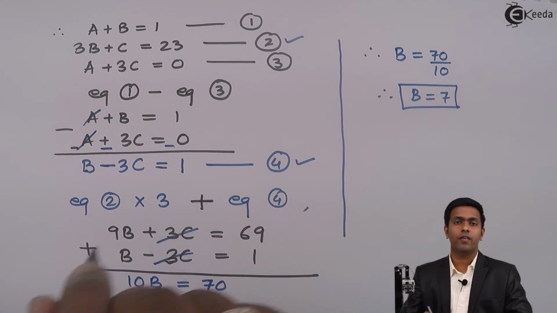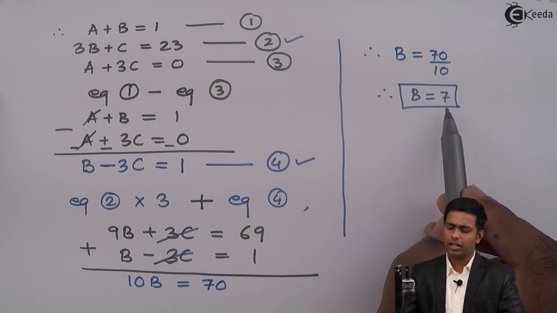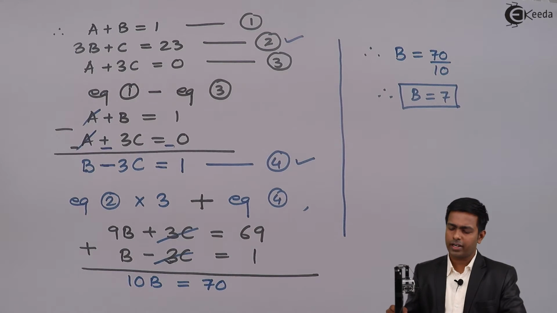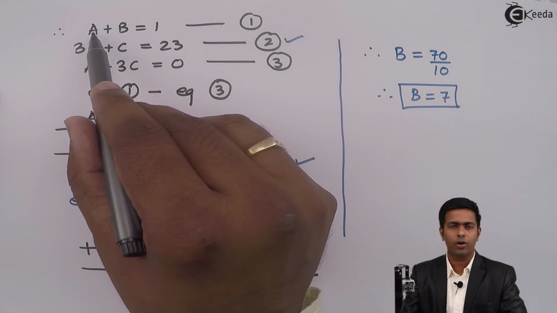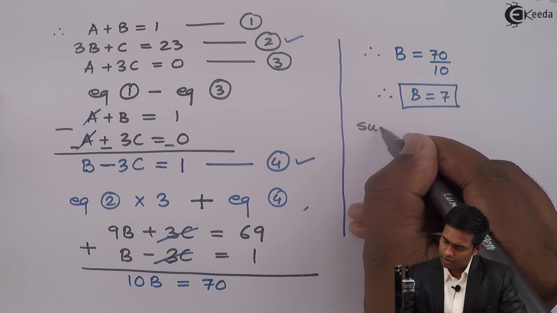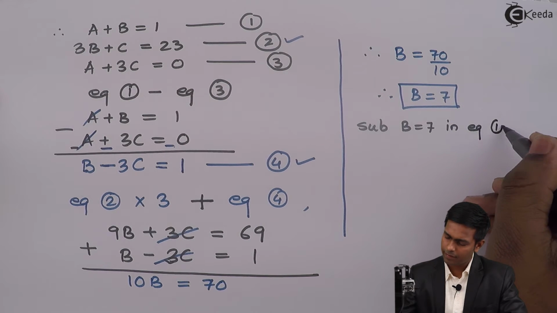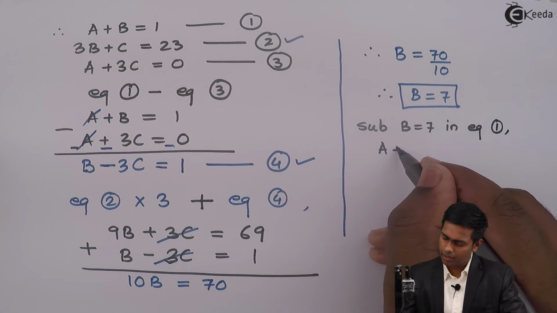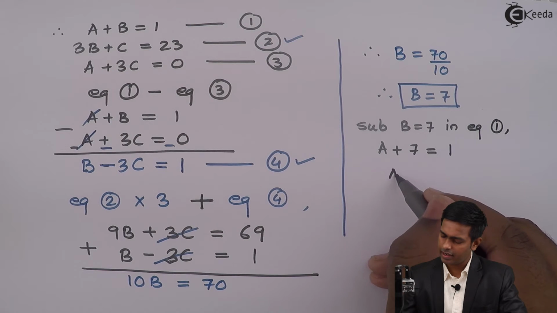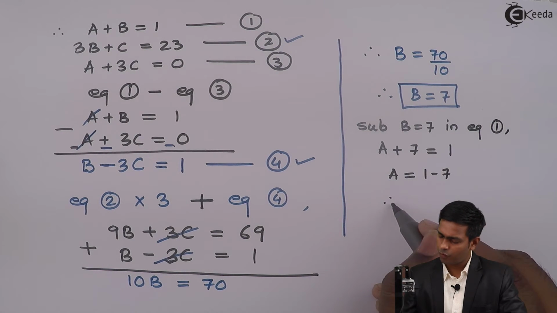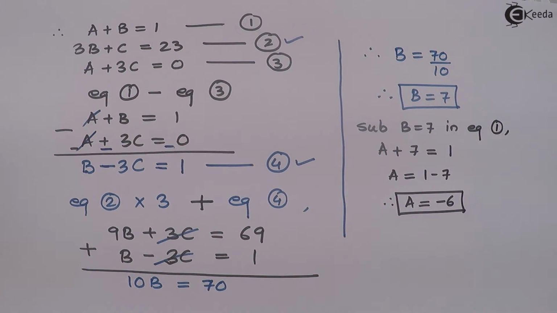So we got the value of b. After the value of b, that is 7, we will find the other values, that is the values of a and c. To get those values, we will substitute b equal to 7 in equation number 1 to get the value of a. So substituting b equal to 7 in equation number 1, we get a plus 7 is equal to 1. So this will give us a equal to 1 minus 7, and therefore a is equal to minus 6. So we got the value of a as minus 6.